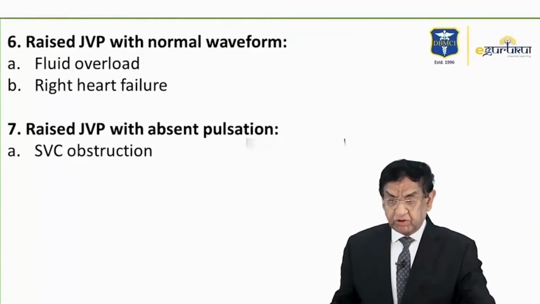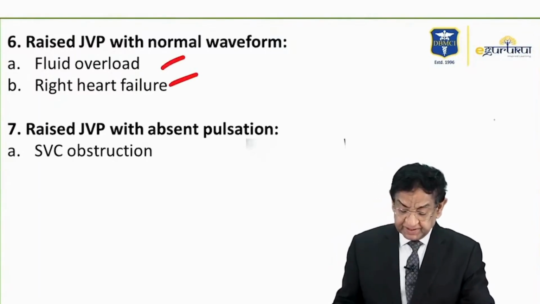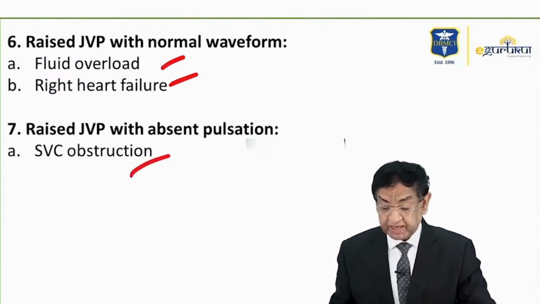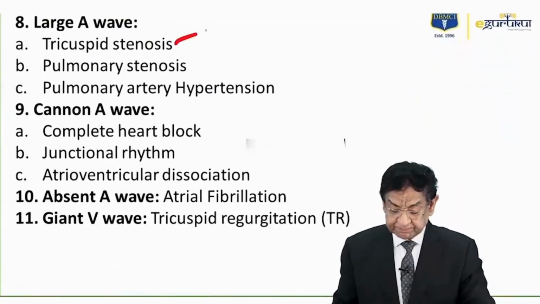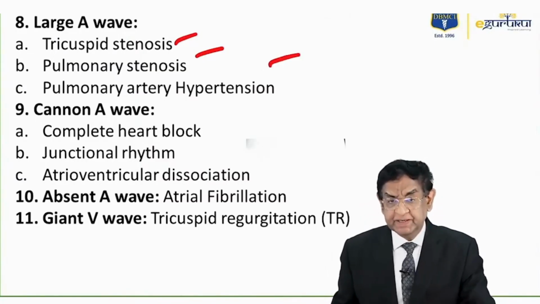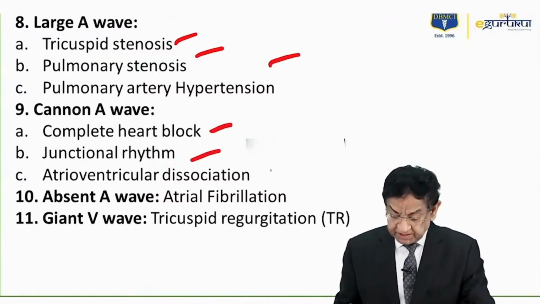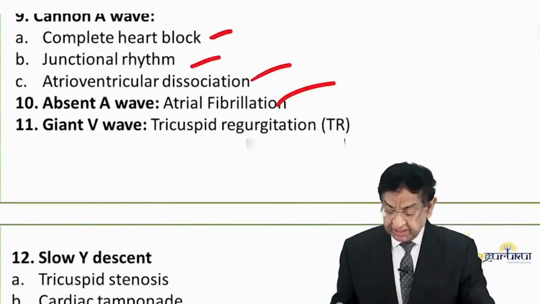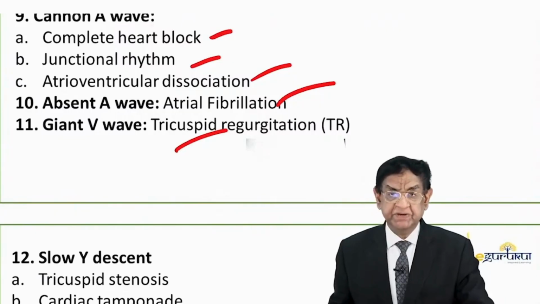Raised JVP with normal waveform is right fluid overload and right heart failure. Raised JVP with non-pulsation is superior vena cava obstruction. Large A wave: tricuspid stenosis, pulmonary stenosis and pulmonary arterial hypertension. Cannon A wave: complete heart block, junctional rhythm and AV dissociation. Absent A wave in AF and giant V wave in tricuspid regurgitation.